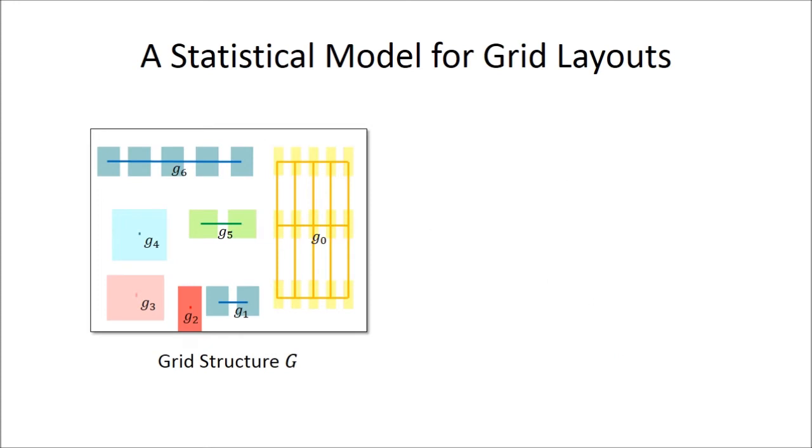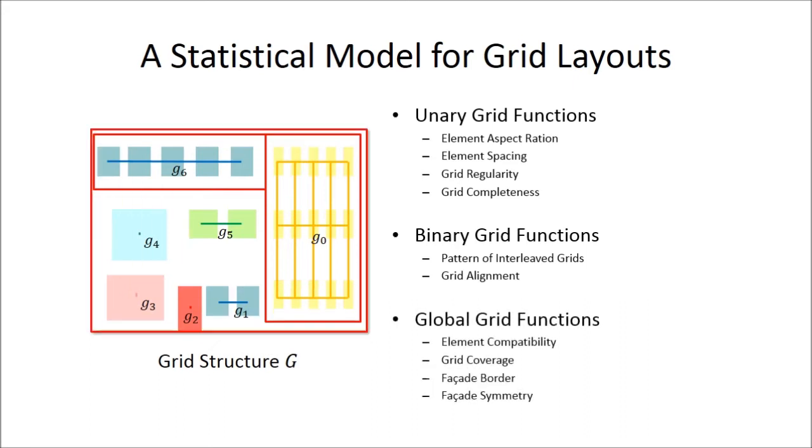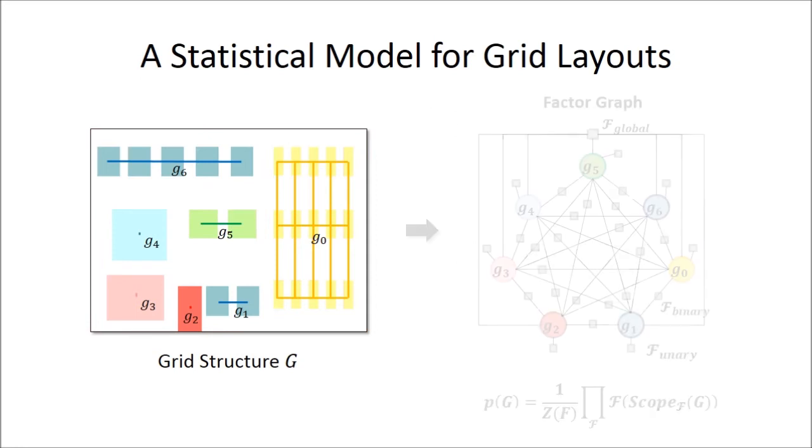We consider scoring functions defined by the properties of one single grid, by relationships between two grids, as well as global properties of the facade. Then we combine them into one unified statistical model using a factor graph.